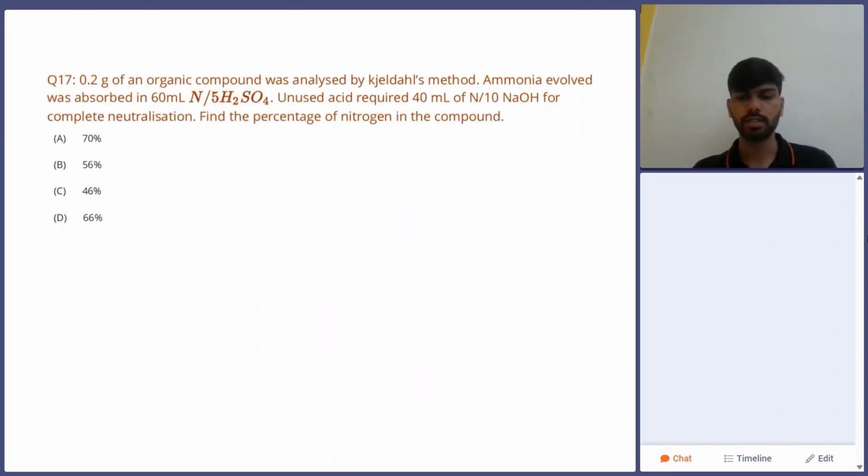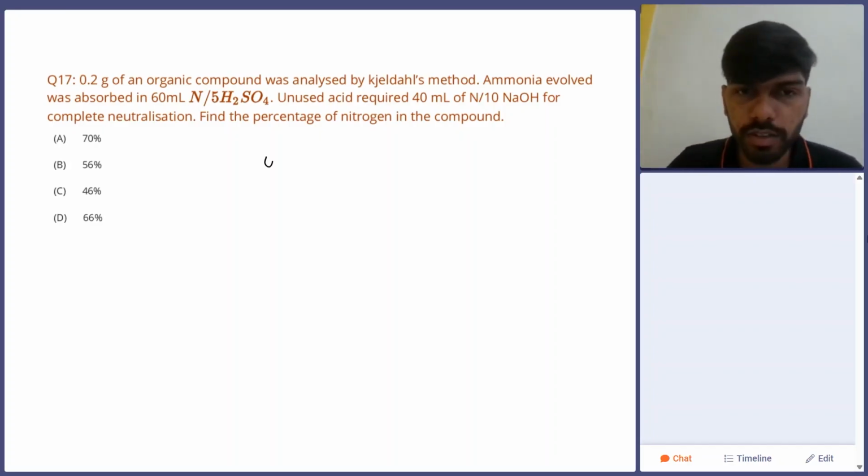Next question, class. We have 0.2 gram of an organic compound analyzed by Kjeldahl's method. Ammonia evolved was absorbed in 60 ml of N/5 H2SO4. Unused acid required 40 ml of N/10 NaOH for complete neutralization. Find the percentage of nitrogen in the compound.